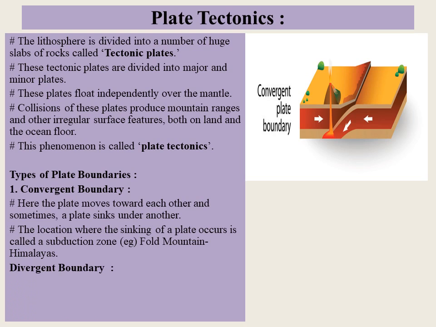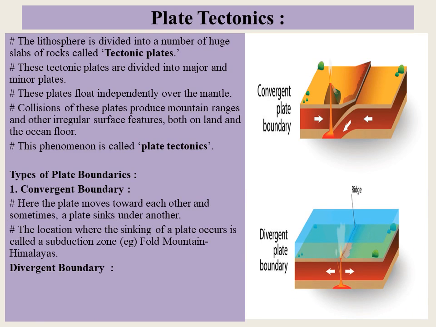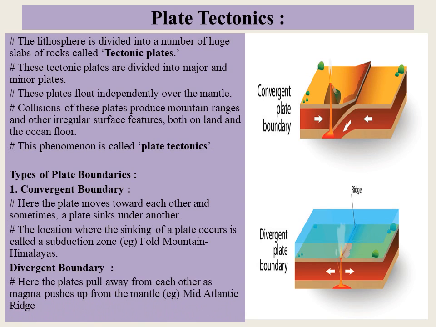The next one is divergent boundaries. Here the plates pull away from each other as magma pushes up from the mantle. Earthquakes and volcanic activities occur here. Mid-oceanic ridges only occur in these. This is called divergent boundaries.